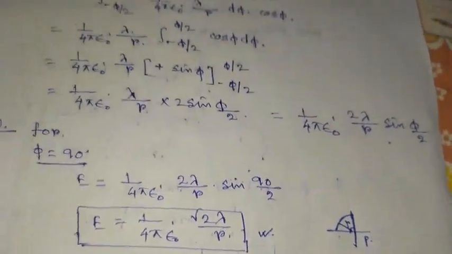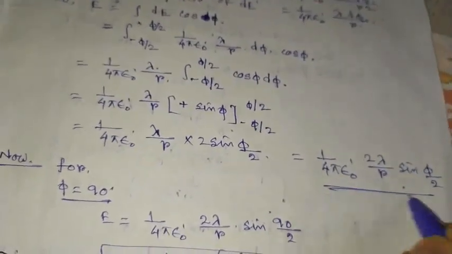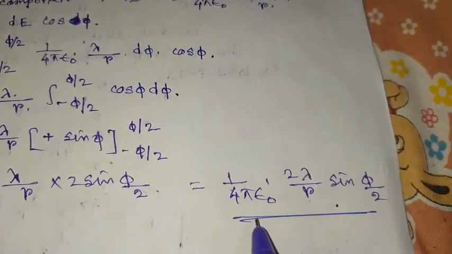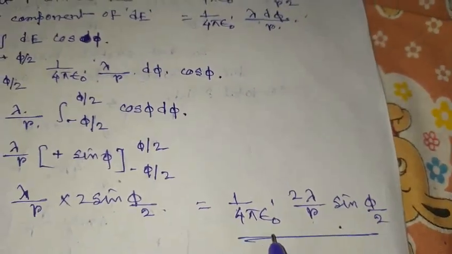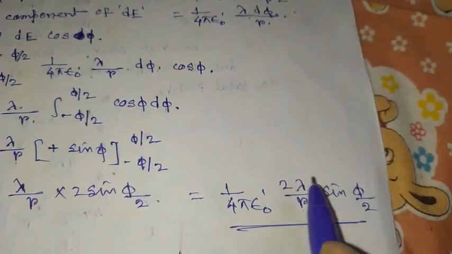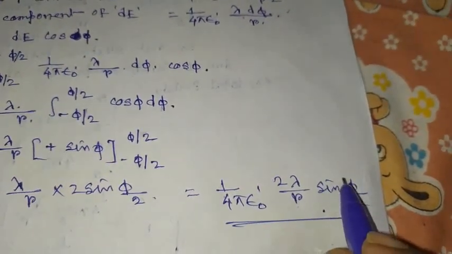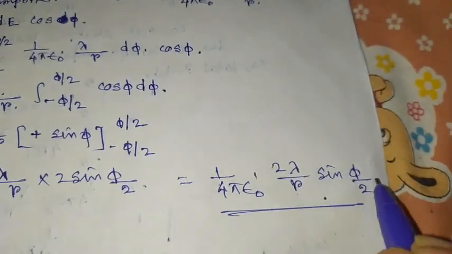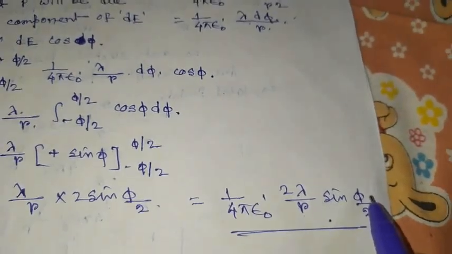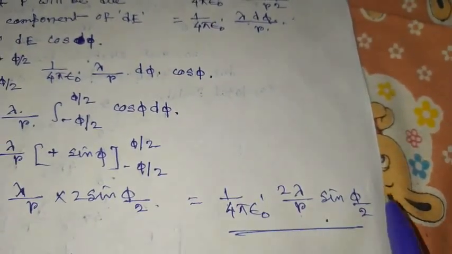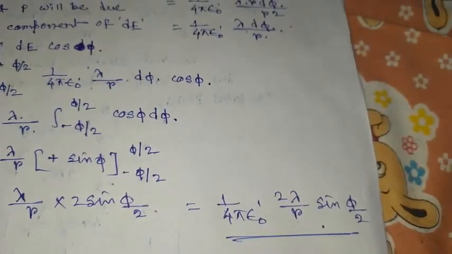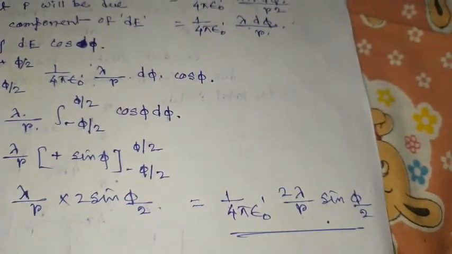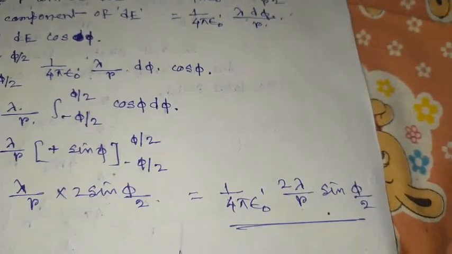Clear? So this you have seen now, but you are slowly understanding that this relation is very important, because phi is now a variable quantity, and if you put any value, then you can find out the electric field relation due to a circular wire, half circular, or any form of circular arc.